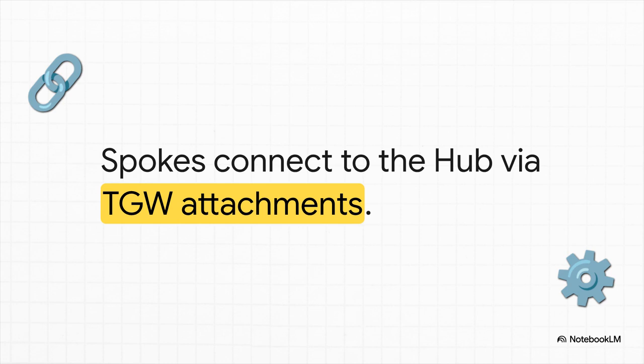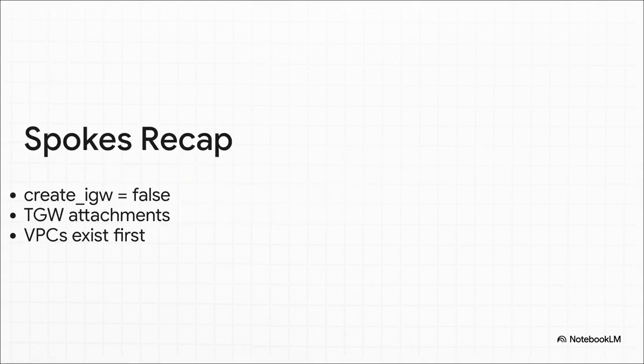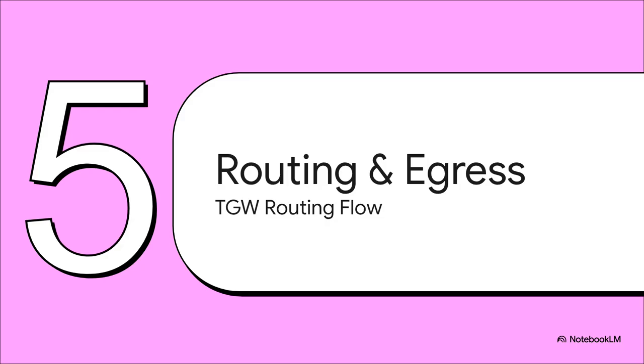It's important to note that the root module passes these IDs into the TGW module only after the VPCs are fully built out. Recapping Step 4, Spoke VPCs are strictly private because they use create_igw equals false, and they hook into the main architecture via these dedicated transit gateway attachments, which sequentially depend on the VPCs being created first. This brings us to Step 5, TGW routing and centralized egress. This is where the magic really happens.